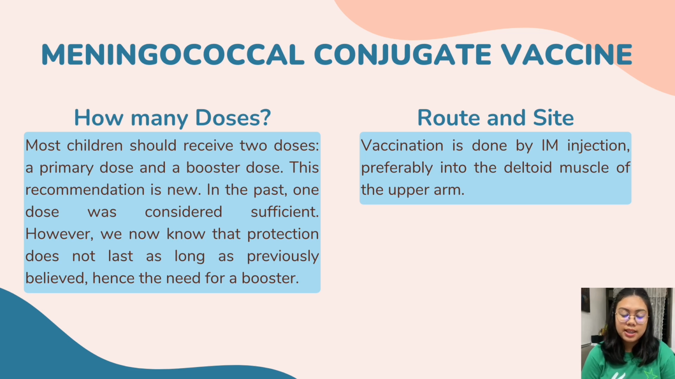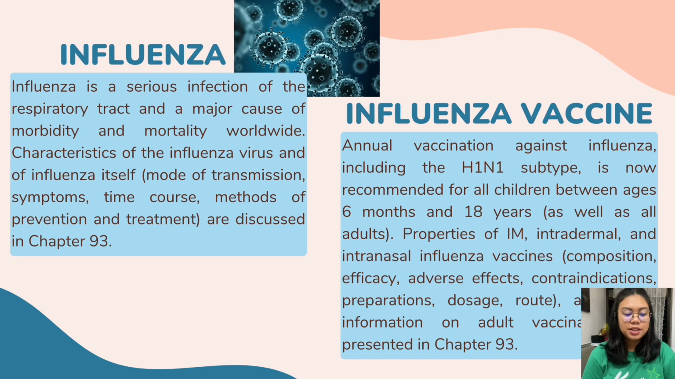For its route and site, vaccination is done by intramuscular injection, preferably to the deltoid muscle of the upper arm. Next is influenza. Influenza is a serious infection of the respiratory tract and a major cause of morbidity and mortality worldwide.